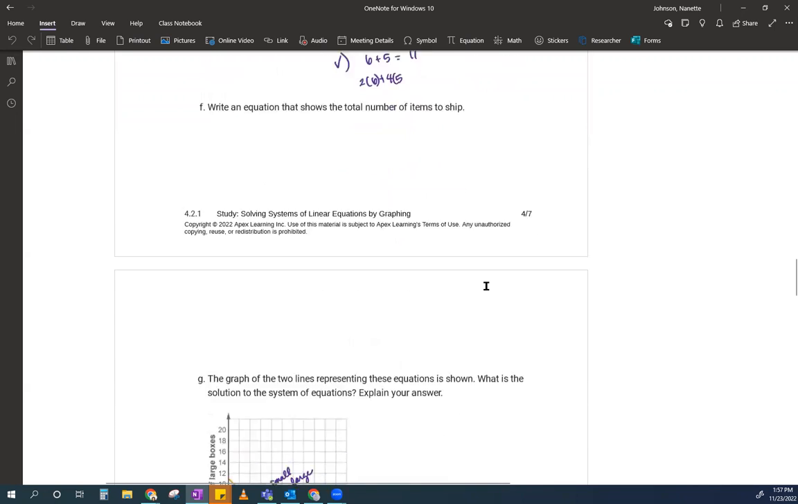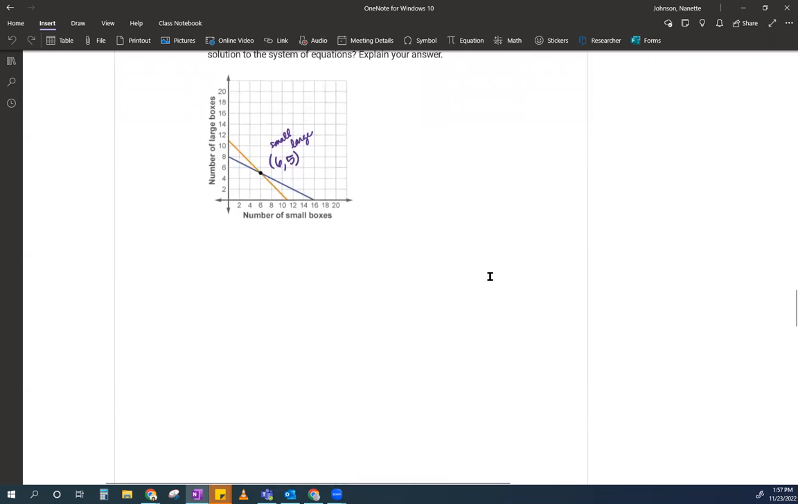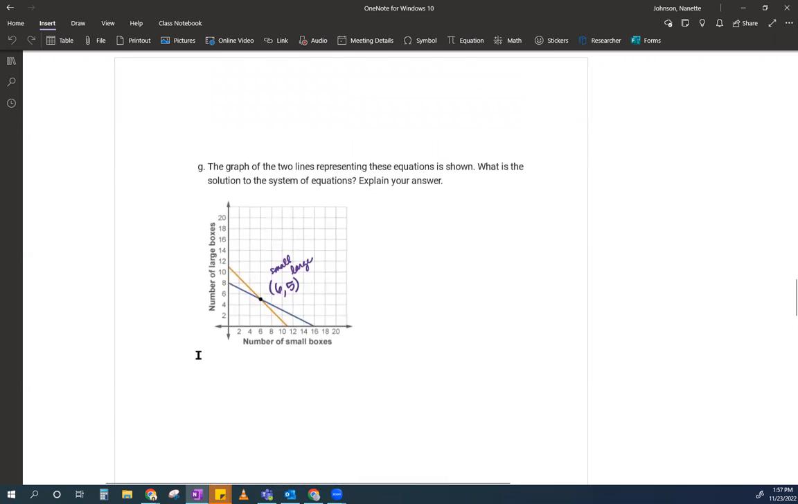So the whole point of this lesson is just to know how to read a graph of a system of equations. You should have learned in this lesson that when you're looking at the graph, you're looking for the point at which they intersect.